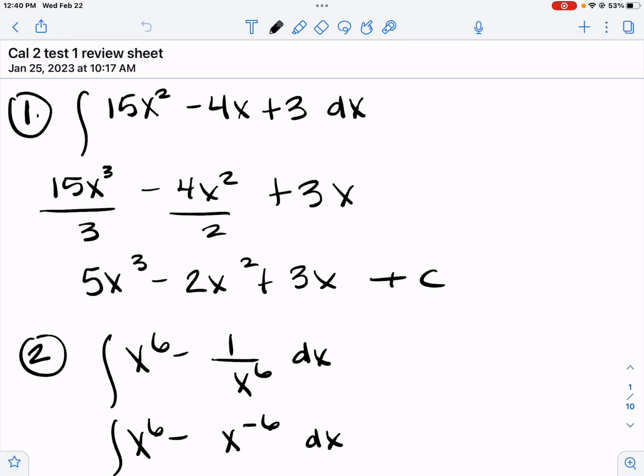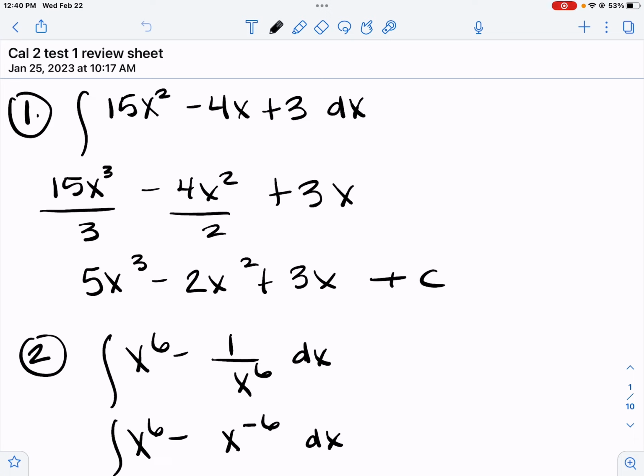All right, Calculus 2, Test 1 review sheet. Integrate our basic thing. We're going to add 1 to the power. So 15x^3 over 3 minus 4x^2 over 2. And the integral of 3 is 3x. 15 divided by 3 is 5. 4 divided by 2 is 2.